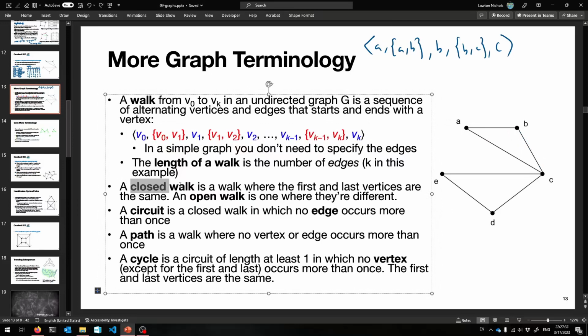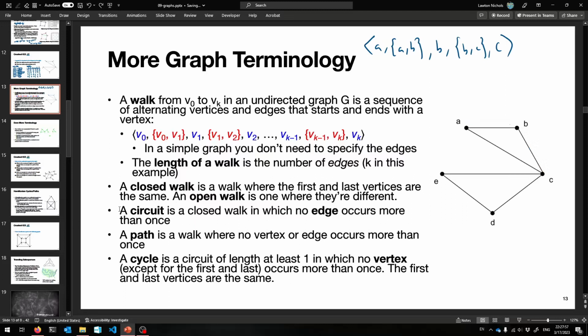Okay, a closed walk is a walk where your first and last vertices are the same. So here is a closed walk from A to B, B to C, C back to A. You've closed it off. That's a closed walk. An open walk is where they're different. So this one was an open walk, just A to B and B to C.